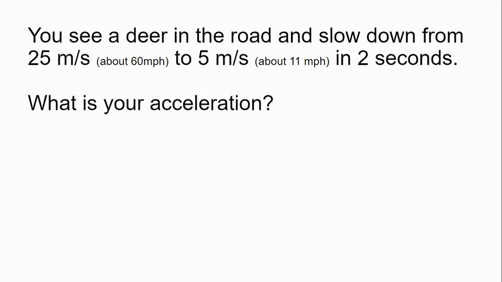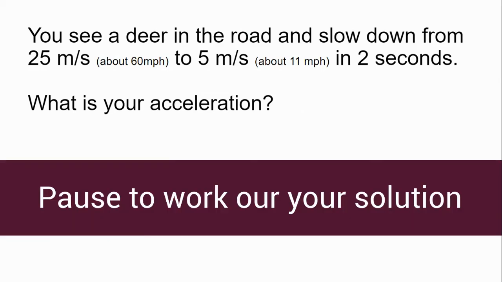Let's consider an example. Let's say you're driving down the road and see a deer. You slow down from 25 meters per second, that's about 60 miles per hour, to 5 meters per second, that's about 11 miles per hour, in 2 seconds to avoid a collision. What is your acceleration? Take a moment, pause the video, and work out your solution.